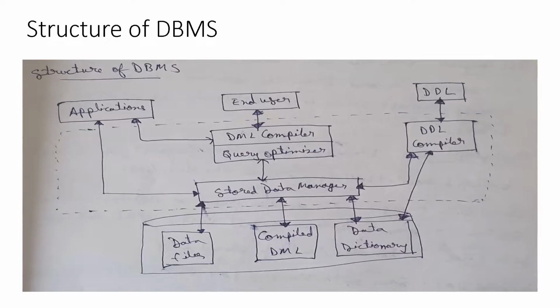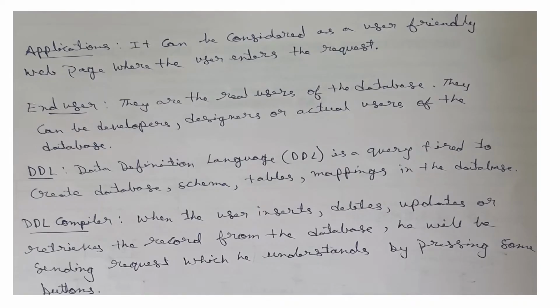So let's start with applications. What is an application? It can be considered as a user-friendly web page where the user enters the request, which is called an application. Coming to the end users, they are the real users of the database. They can be developers, designers, or actual users of the database. It's called end users.